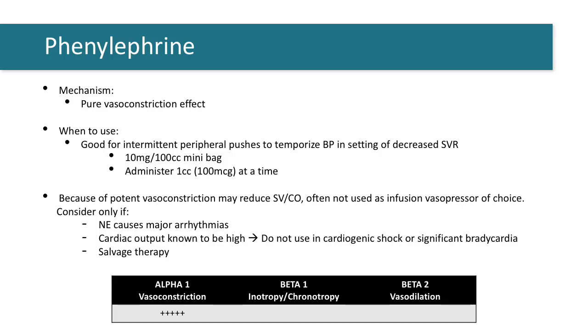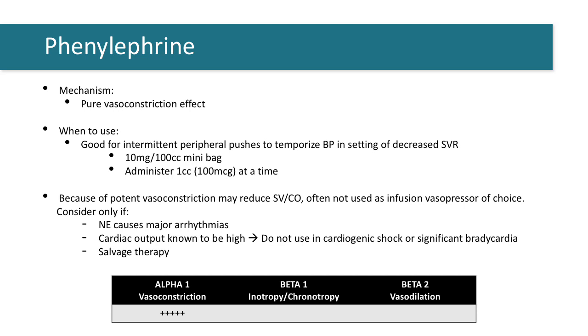What I would like to do now is talk about each of the vasopressors and inotropes in isolation. The first one we'll discuss is phenylephrine. Phenylephrine's primary action is a pure vasoconstricting agent. It's excellent to provide as an intermittent peripheral push to temporize your blood pressure in the setting of a decreased systemic vascular resistance. In general, we mix phenylephrine as 10 milligrams in a 100 cc mini bag, and then administer 1 to 2 cc's, which equates to 100 to 200 micrograms at a time.